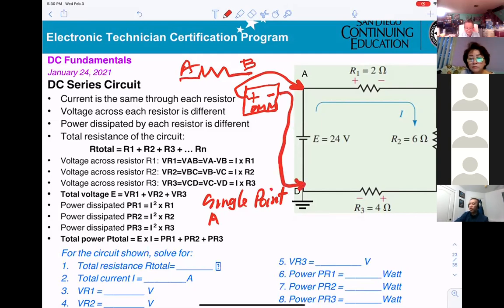So basically, when you measure the voltage, make sure if they say I want the voltage at the point A, then the high side of the meter must be A and the low side must be to common. That means to the right. Either point A or point B or point C, whatever point, it is a single point.